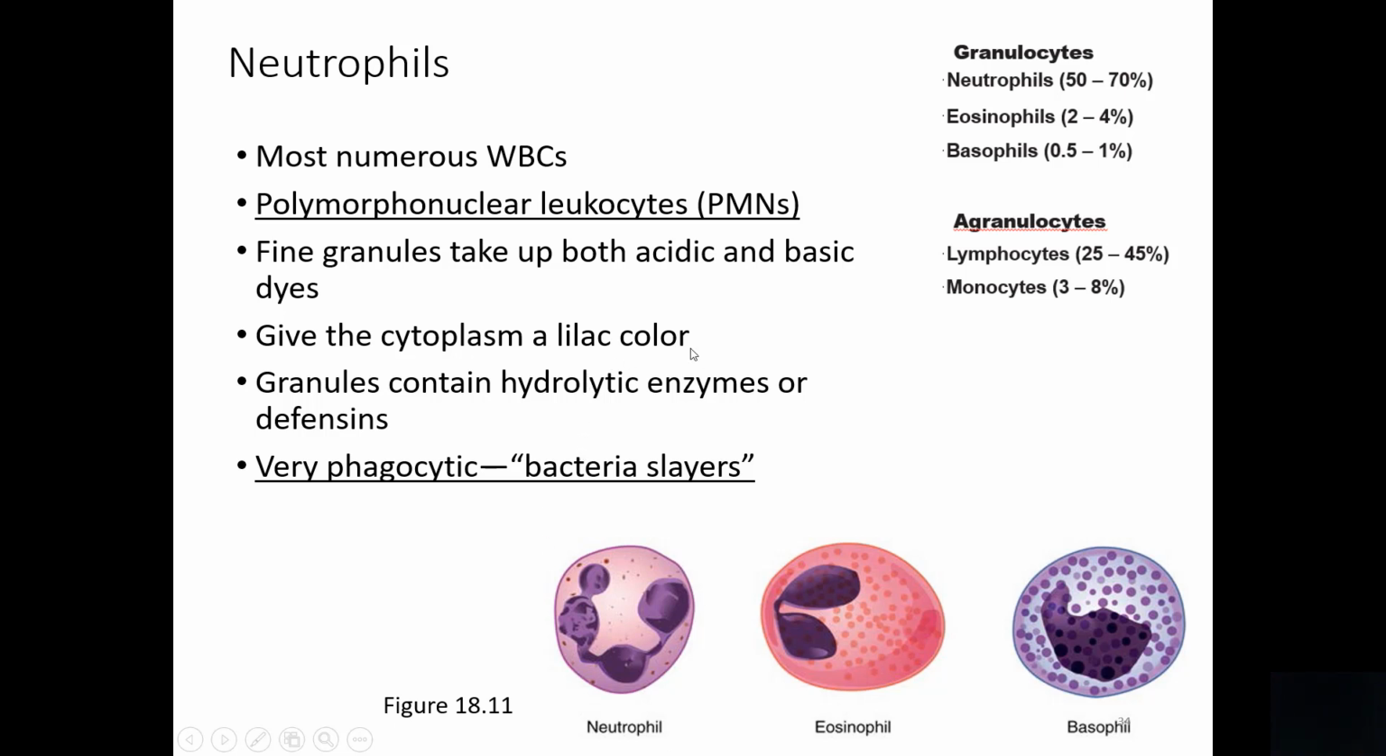They have a lilac color when they are stained, and inside of those granules there are hydrolytic enzymes or defensins. What's that for? They are sometimes called bacteria slayers because they are very capable of phagocytosis. When they take bacteria or viruses inside, those granules can kill bacteria and viruses and digest them.